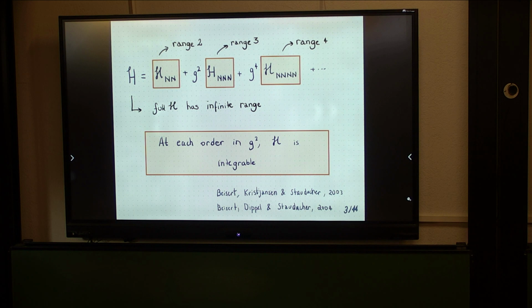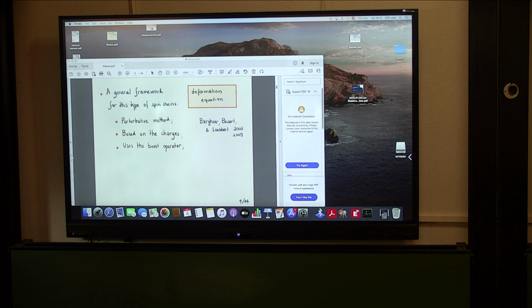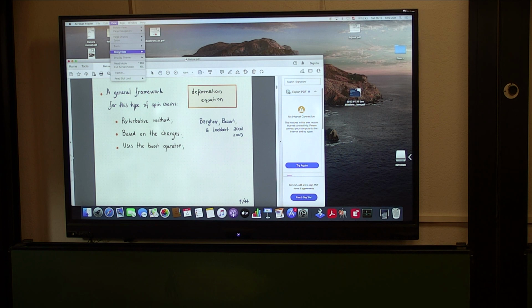In a general framework for this type of... Sorry. Click on the green, right? Open.